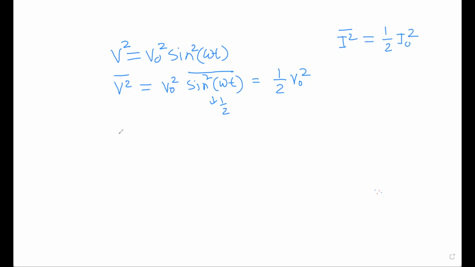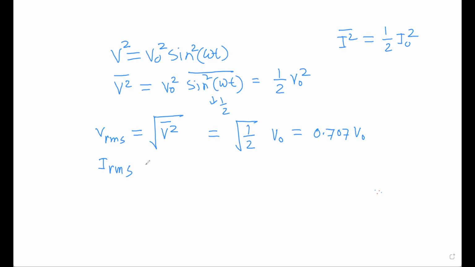So what is then VRMS, the RMS voltage? This is the square root of this, which is equal to the square root of half times V0, and the value of the square root of 1/2 is just 0.707. So VRMS is equal to 0.707 V0, and the same thing for IRMS.